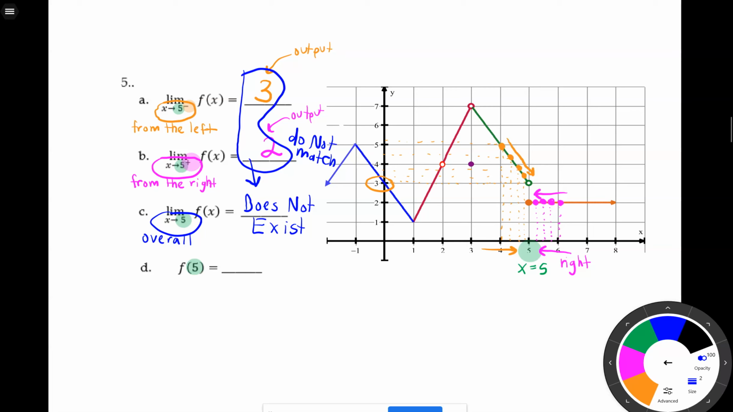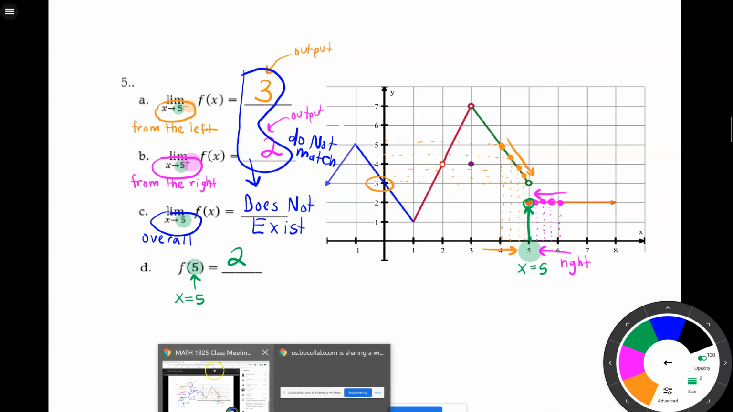But was the function defined when x equals 5? I don't know. Let's look. If I actually look at x equals 5 on the graph, let's see. When x is actually 5, there's a solid dot right here. So it's actually defined. An output is defined for this function when the input is 5. And that output is a height of 2. So you're just learning how to read all this different notation.